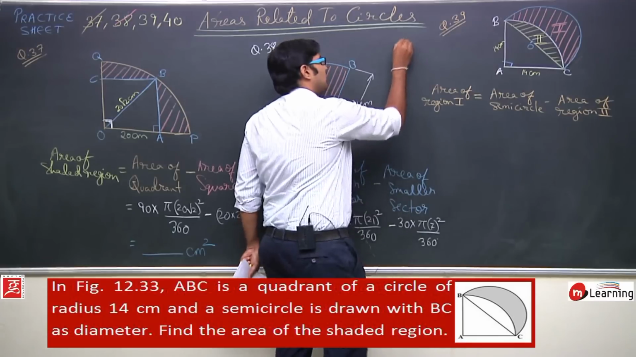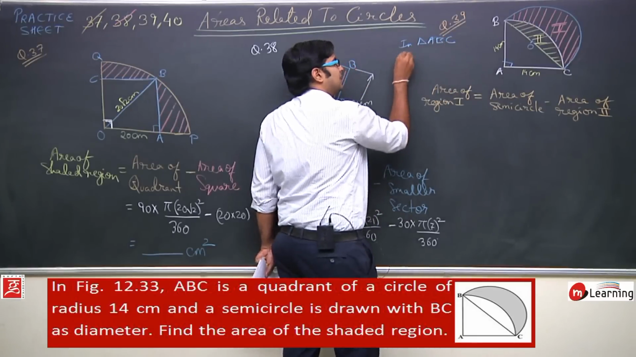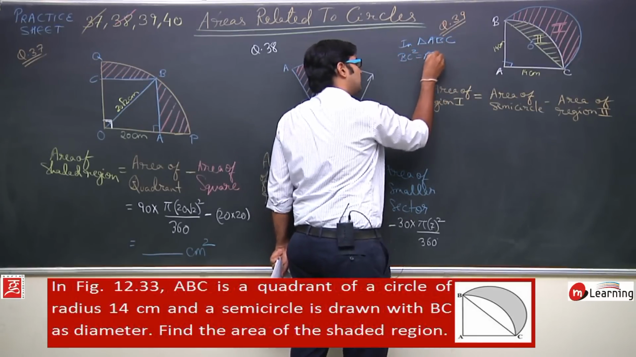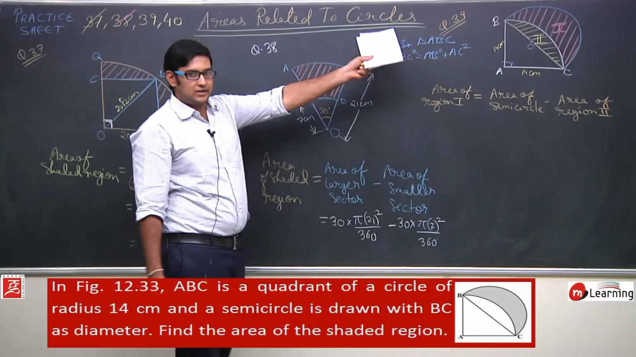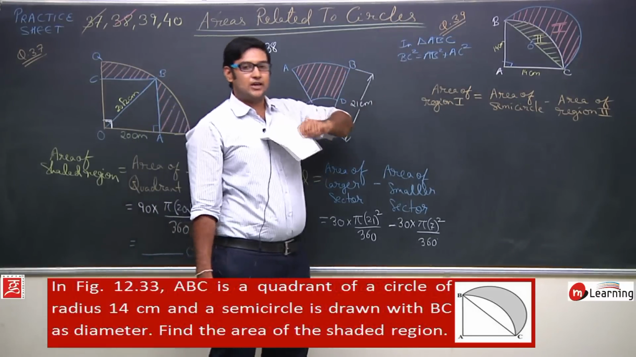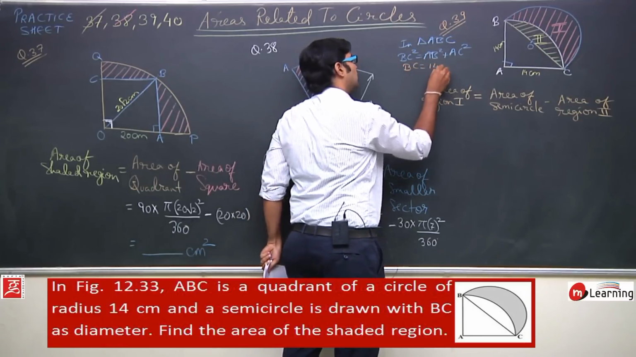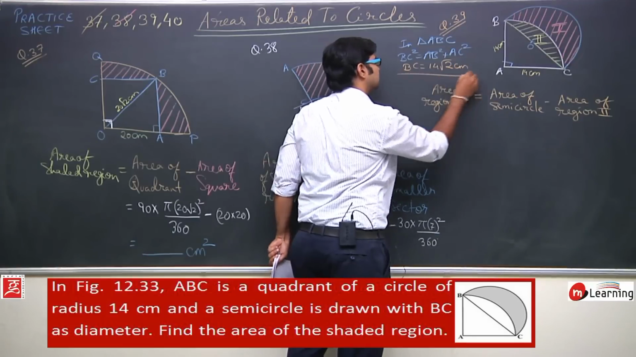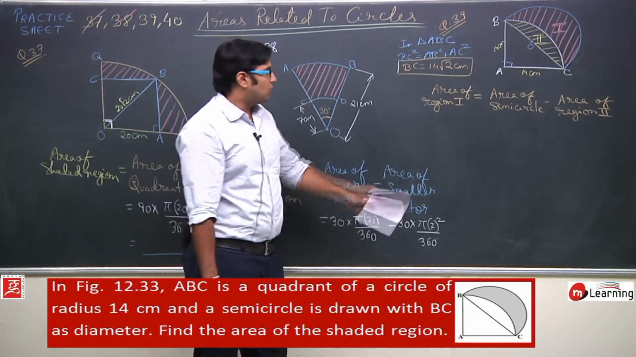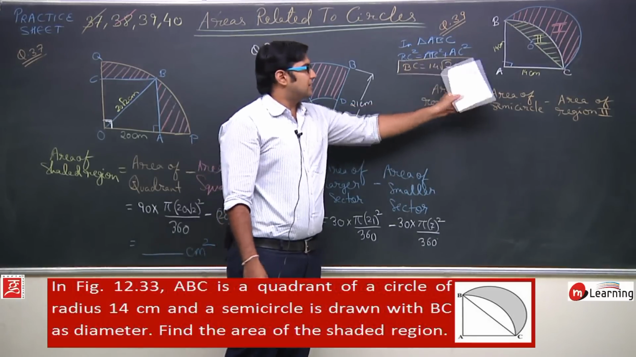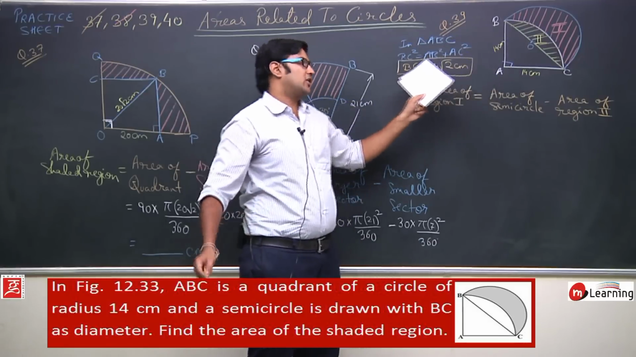So in triangle ABC I can apply the Pythagoras theorem and write BC square is equal to AB square plus AC square. I can write this very comfortably. BC is the hypotenuse of this triangle, so BC will be equal to 14 root 2 centimeters. How did I get this? You just put AB equal to 14, then 14 square plus 14 square and then the square root, and you will get this value.